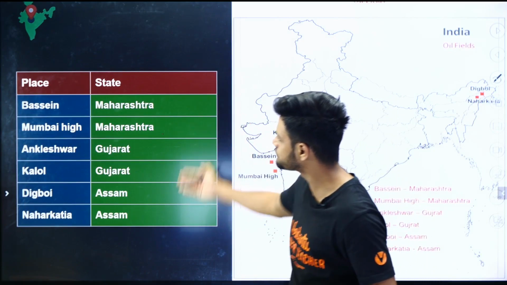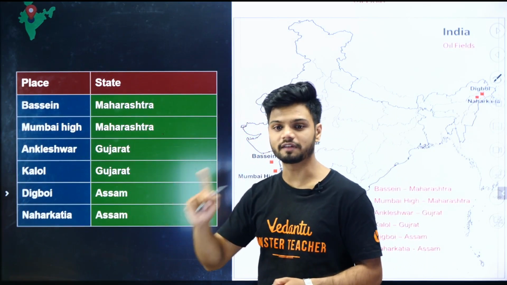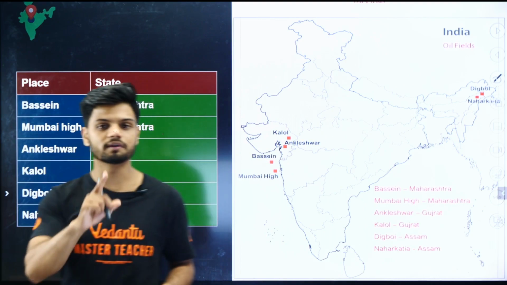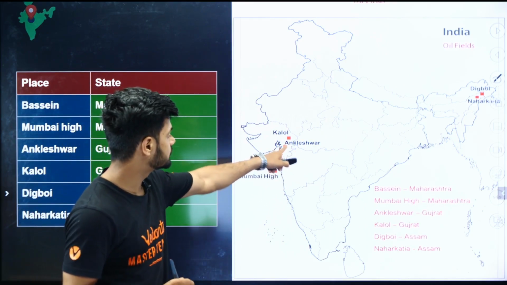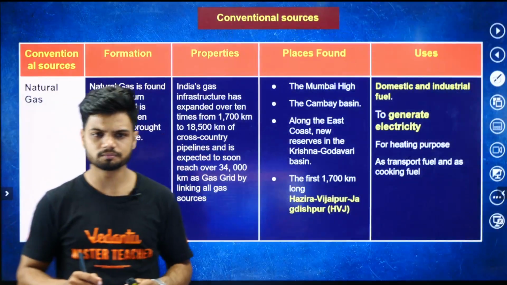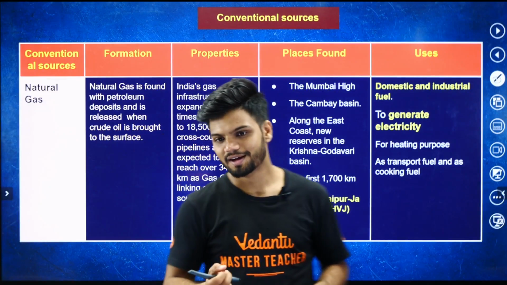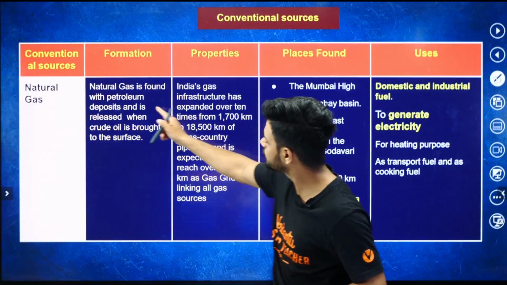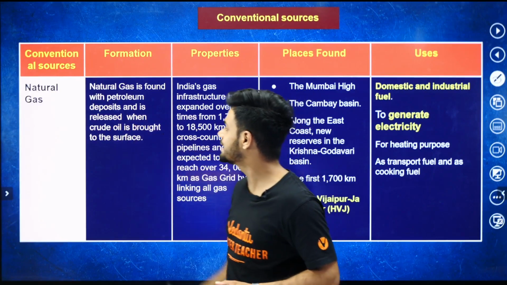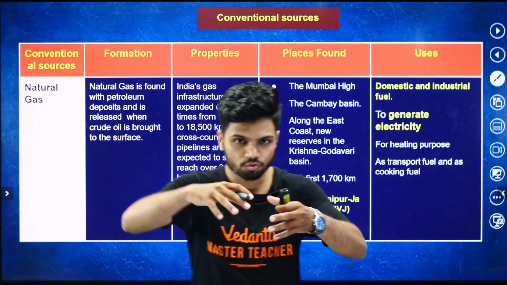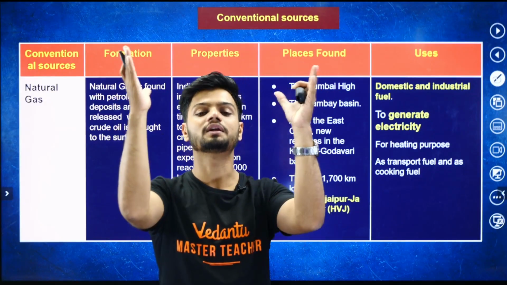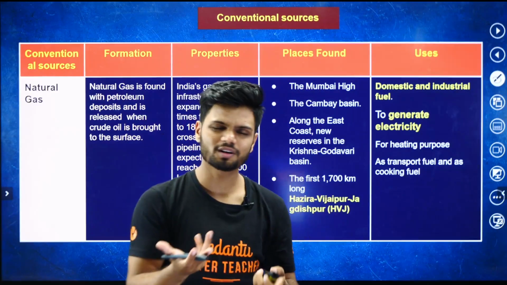Then what are the different states where you find petroleum? Map, again very important. This PPT will be given to you. Learn the map very carefully. Different places on the map. Okay. Then we have natural gas. Natural gas is found with the petroleum deposits and released when the crude oil is brought out. Some gas fumes will release out. Those gas fumes are basically your natural gas.